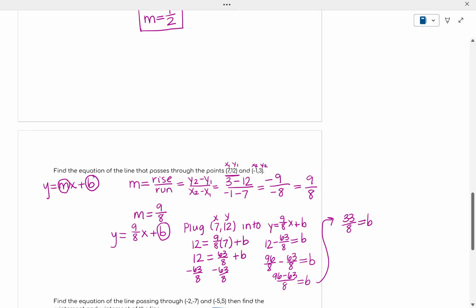So we just found our b, and we have our m. So our last step is to just plug this value of b into our equation right here. So we have y equals 9 over 8x plus 33 over 8.